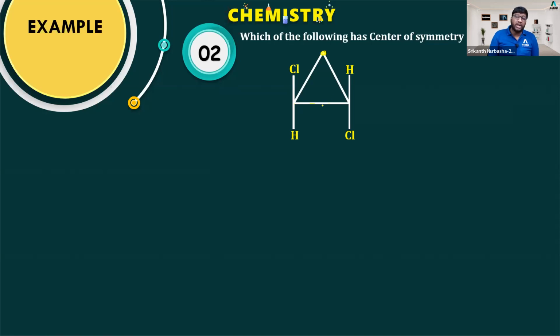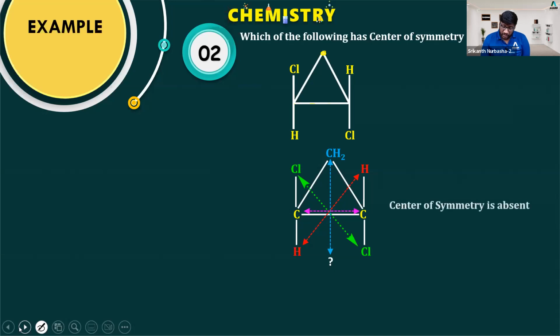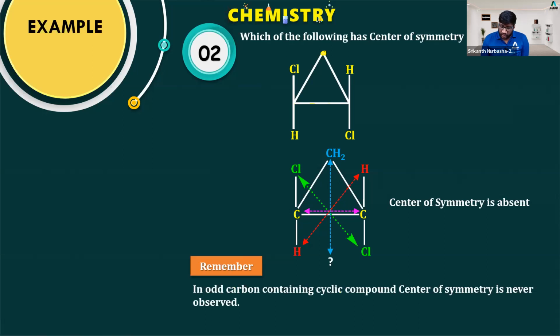Whenever you have an odd number of carbon atoms in the cyclic ring, there is no possibility of center of symmetry, because you cannot have the other CH2 group with respect to this particular extra one. There is no CH2 group here with respect to that particular carbon. So whenever you have an odd number of carbon atoms, center of symmetry would be absent. In an odd-numbered carbon cyclic compound, center of symmetry is never observed.